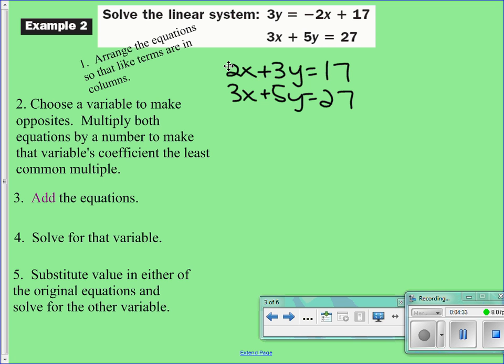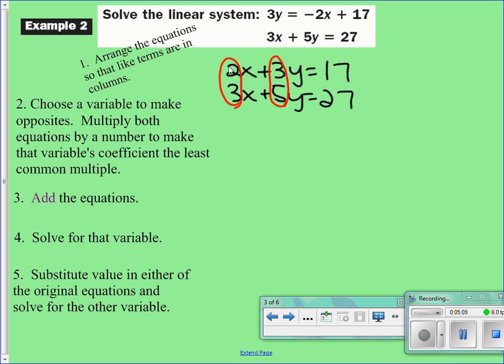Now, taking a look at these two equations, I have coefficients of 2 and 3 for my x's, and 3 and 5 for my y's. There's no way for me to multiply one equation to match the second one. So I'm actually going to have to multiply both equations. Now, here's the deal. It doesn't matter which one you cancel out. If you eliminate the x's, you can do that by making both of the x coefficients 6, or you can eliminate the y's by making both of the coefficients like 15.